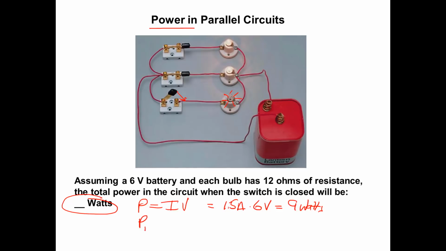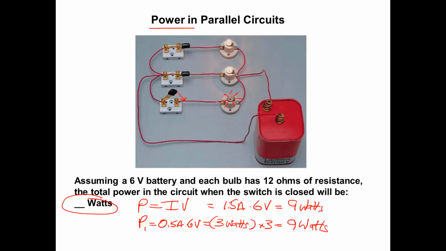The other way you could have done this was to take a look at the power in each bulb. I'll say the power in one. Our current was 0.5 amps. Our voltage was 6 volts. You can see that 6 times 0.5 is 3. 3 watts for each bulb. Now we'll go ahead and take that, multiply it by the 3 bulbs, and we also get 9 watts. So again, our power applies to the sum of the individual lights or for the circuit in general.